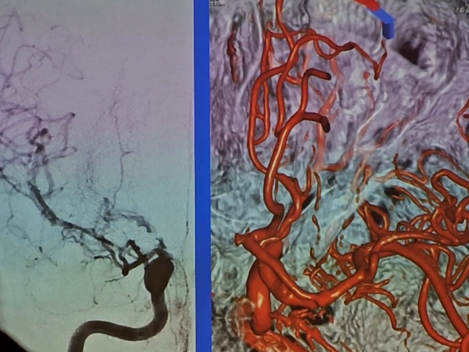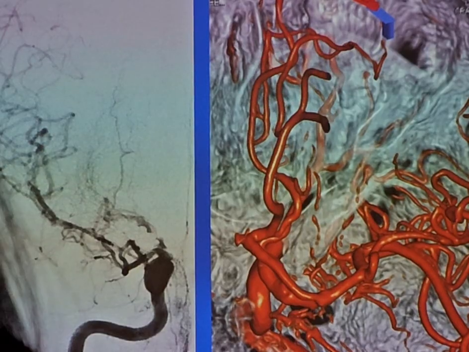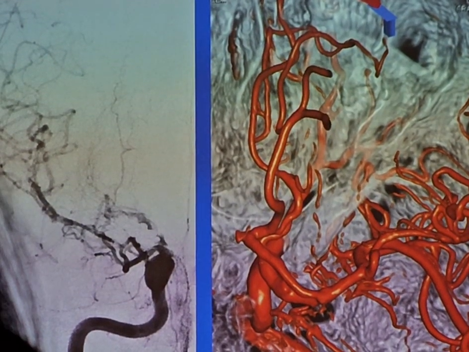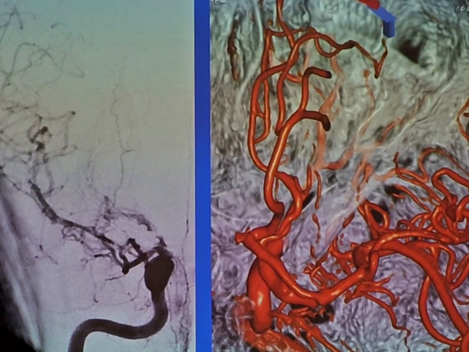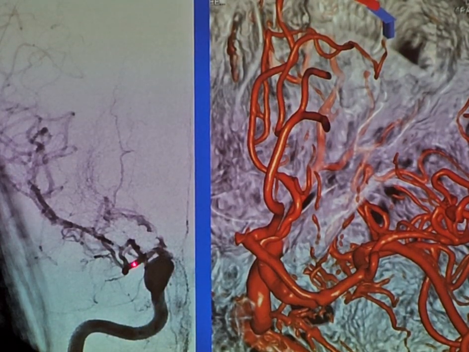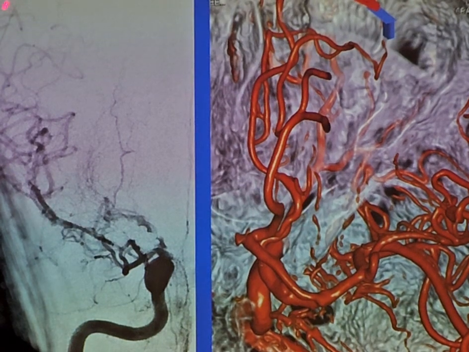What about this one? Obviously you've got severe vasospasm. This is a patient who's had a subarachnoid hemorrhage. But the clue's there. It's what I told you to look for before. The straight vessels, right? So we've got the straight vessel here, middle meningeal.